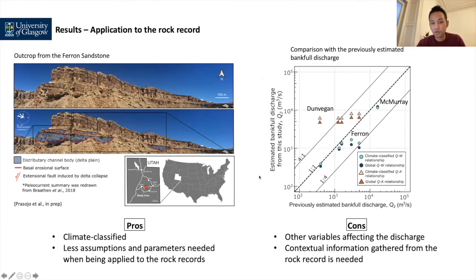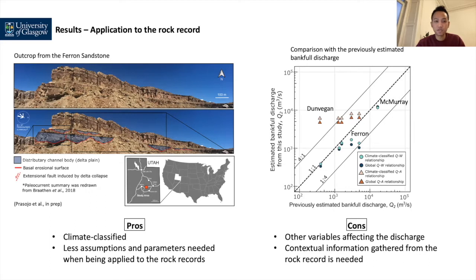And the cons of this one: we don't take into account other variables that affect the discharge. That's why we have quite a variation, or quite a high standard deviation, in terms of the scaling relationships that I showed earlier. And also to apply this, you need other contextual information gathered from the rock record, either the grain size or the sedimentary structure, to support your finding in terms of the paleo discharge.